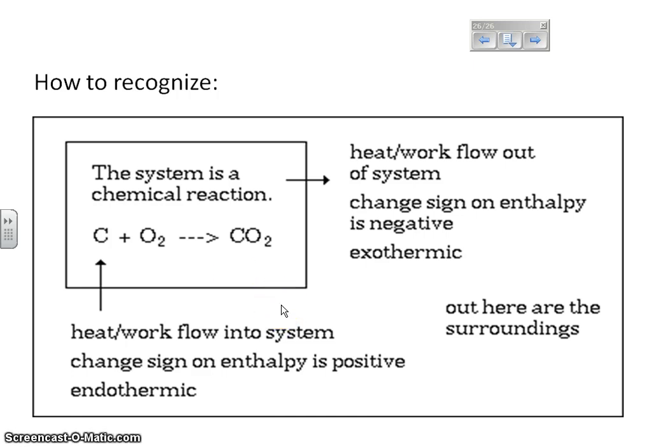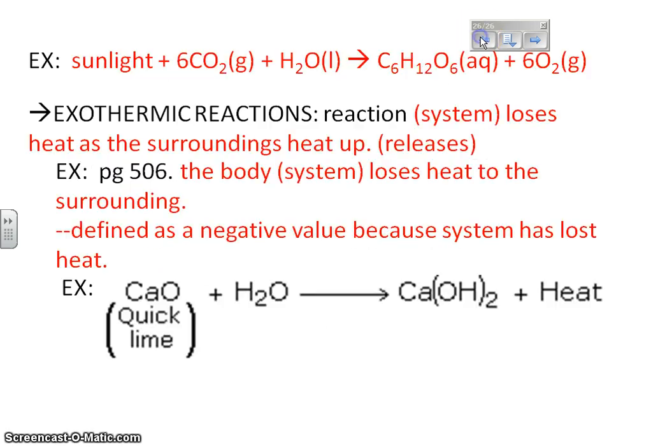So, if the reaction itself loses heat, it's exothermic. If the reaction itself, the system itself, gains or absorbs the heat, then it is an endothermic reaction. I'm going to go back for just a minute and point out that in this equation, even though it says plus heat, we don't have a number over there. This is an exothermic reaction because heat was lost to the product. So that is how we tell the difference between endo and exothermic reactions.